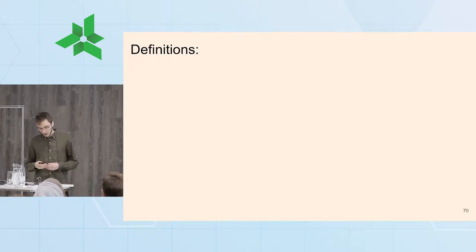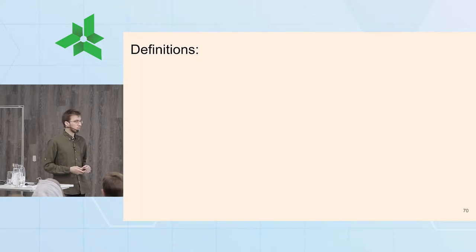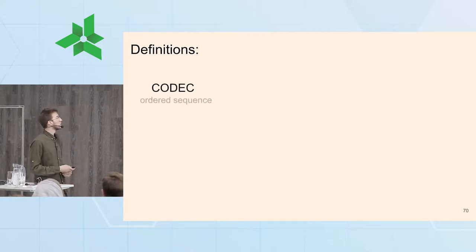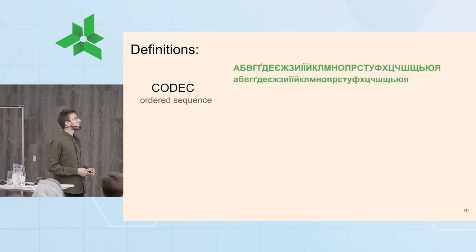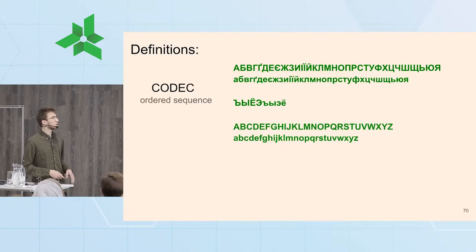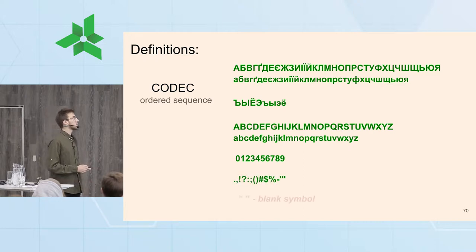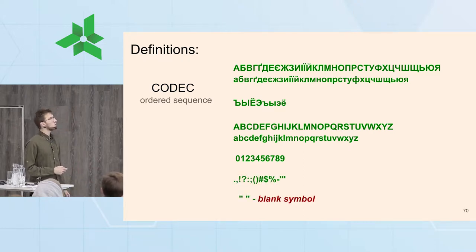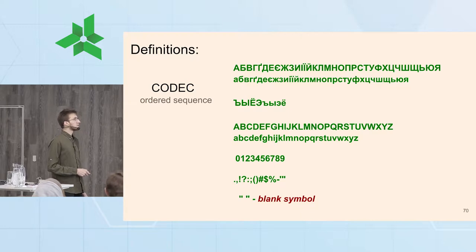Before we dive deep into these methods, we need to define some terms. Let's start with the codec. What is a codec? A codec is the ordered sequence of all letters we're going to recognize. I need to define it because we not only use all the letters that we want to recognize, we also use symbols, digits, and a blank symbol.